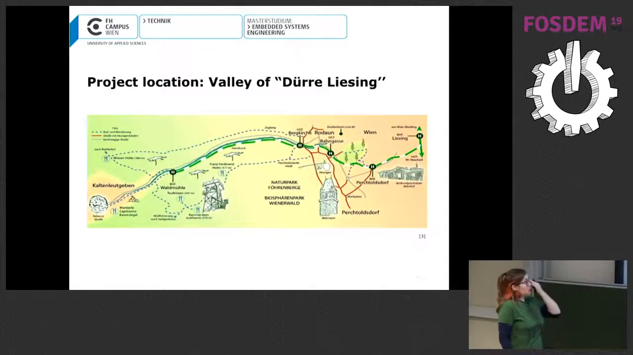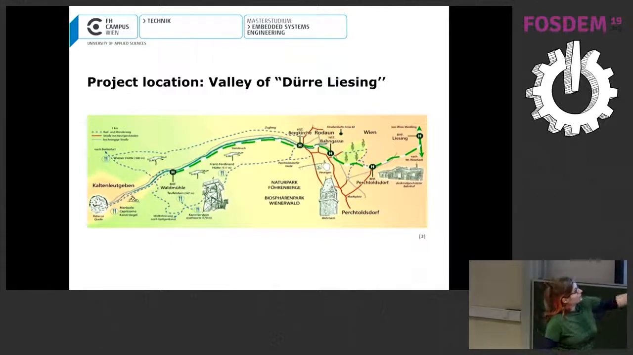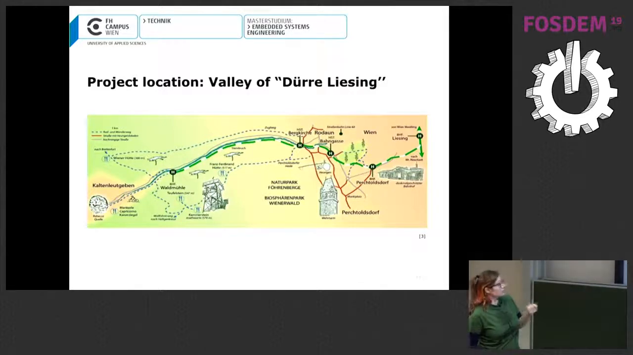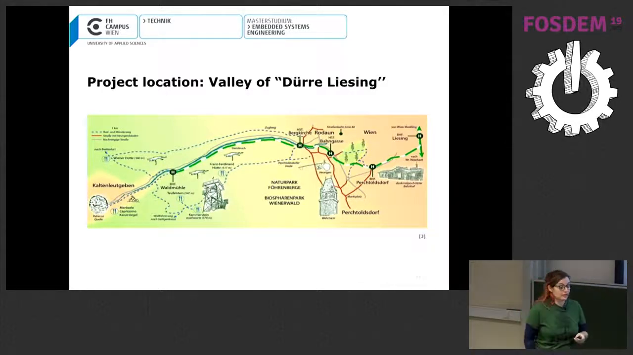One project location would be the Valley of Dürrelising. It connects the outskirts of Vienna to Kaltenleutgeben, which is a small town next to Vienna. There are five stations. Some parts are next to a forest. It was in the 1950s that the passenger transport was shut down, and in 2014, the last train drove to a cement plant. Then they closed the track completely.